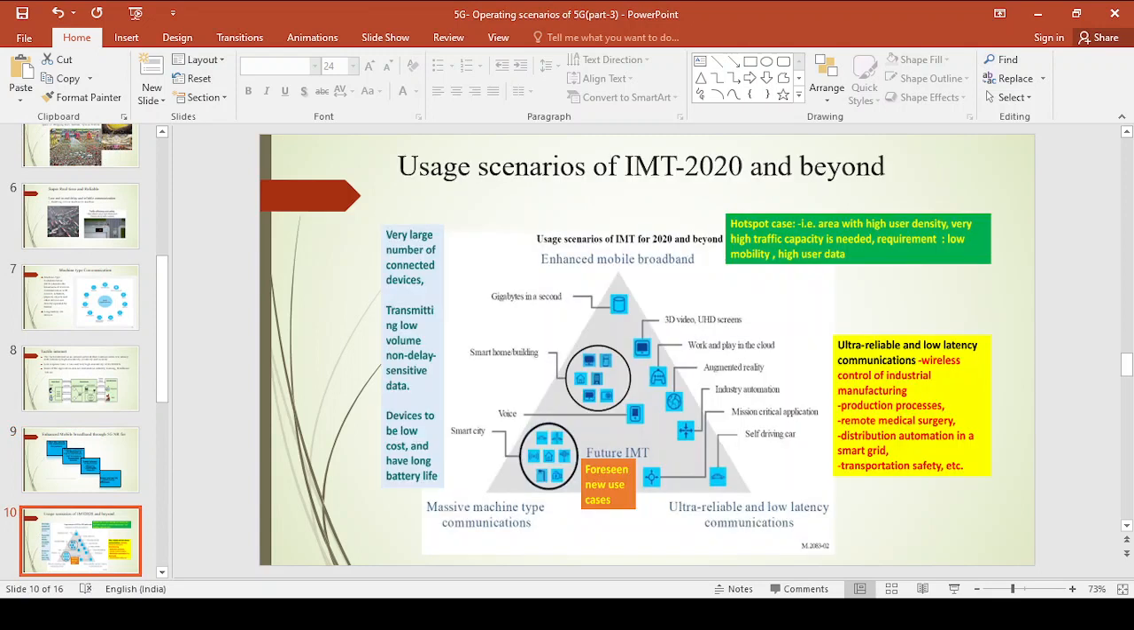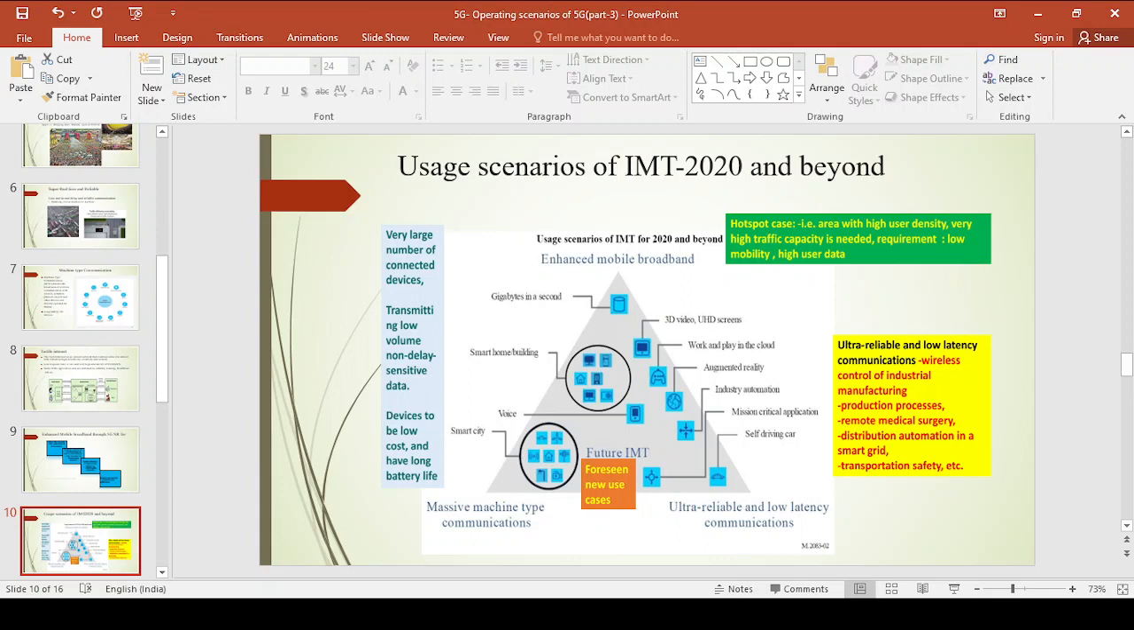And next we have usage scenarios of IMT 2020, nothing but your 5th generation system and beyond 5th generation system, right? Mainly it is discussed in 3 modules. One is enhanced mobile broadband. Why do we require enhanced mobile broadband? We require enhanced mobile broadband in order to improve the spectral efficiency, network efficiency, traffic. All these things are to be improved for 5G if you compare with 4G, right?